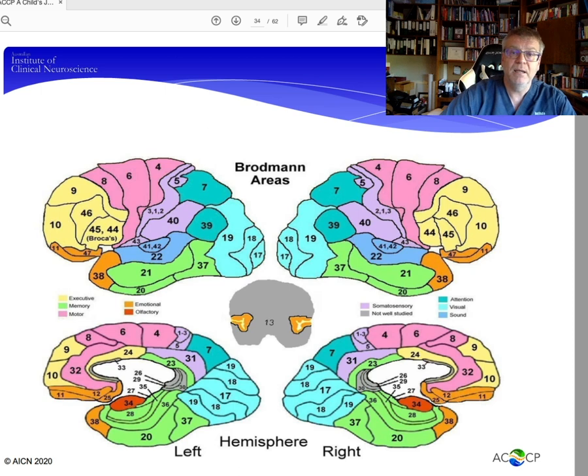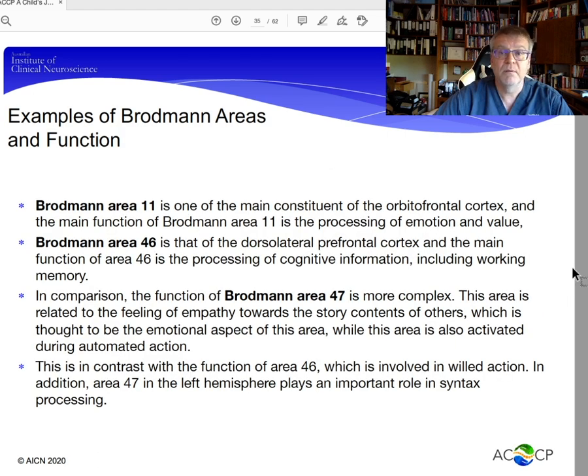And as you can see, there are slightly different areas on each side of the brain, and slightly different areas in the deep cortex of the brain. But for the most part, what's on one side is on the other. They just have different functions, it turns out. So let's just look at some of the different common areas that you might come across in your practice.